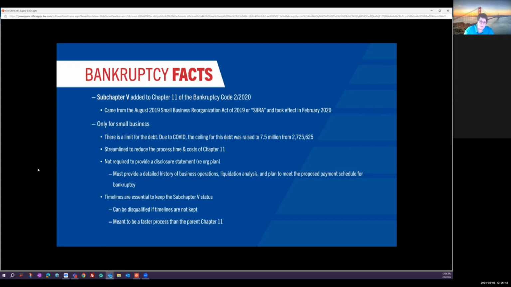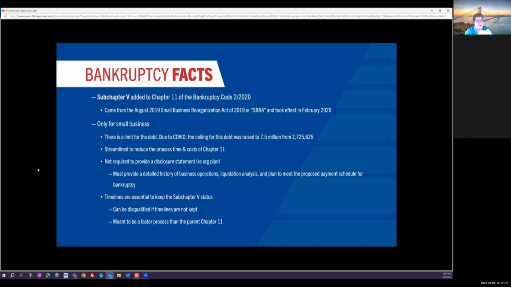Then fast forward to 2020, and Subchapter 5 is incredibly interesting, one because it's so new, and two because it came right before COVID hit. Although the genesis of it was in August of 2019 with the Small Business Reorganization Act, it didn't take effect until February of 2020. And we all know what happened around that timeline. Subchapter 5 is only meant for small businesses.